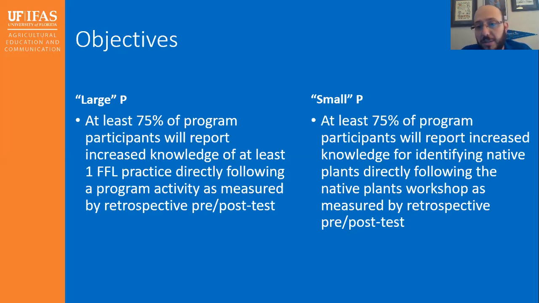The small p objective would be more specific. At least 75% of program participants will report increased knowledge for identifying native plants directly following the native plants workshop as measured by retrospective pre-post test. So as you can see, this is a lot more specific, and it actually identifies the workshop that you would be expecting to see this level of increase in knowledge within your participants. So you'd want that small p to feed into the larger P that deals with an FFL practice.